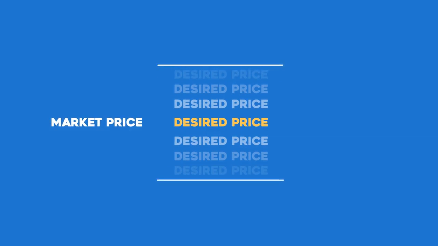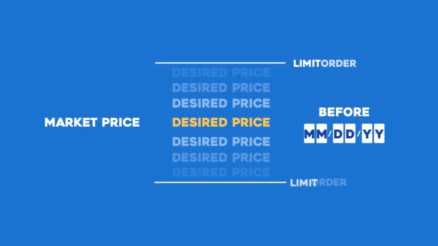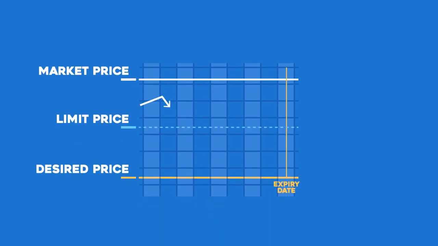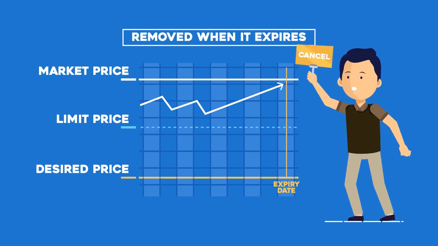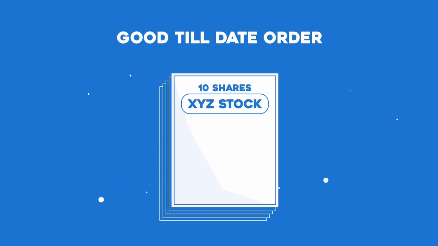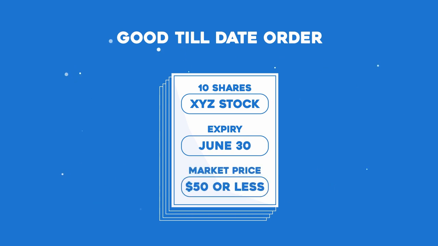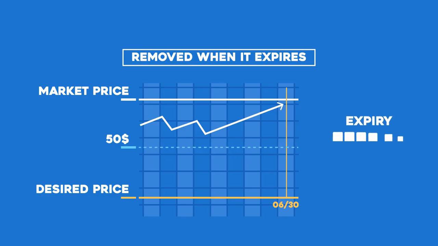A good till date order is used when you want to buy shares at or below a certain price, and only before a certain date. It is a type of limit order with an expiry date. If the order is not fulfilled before the date you specified, it will automatically be removed from the market when it expires. Let's say you wanted to purchase 10 shares of XYZ stock before the end of June, but only for $50 or less. You can set a good till date order, which will cancel your order if it cannot be fulfilled by the end of June.